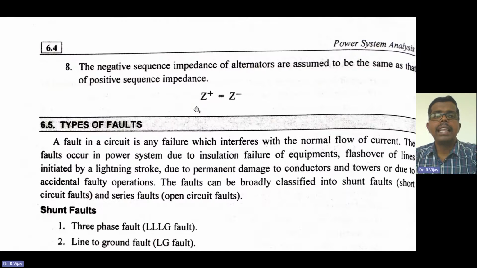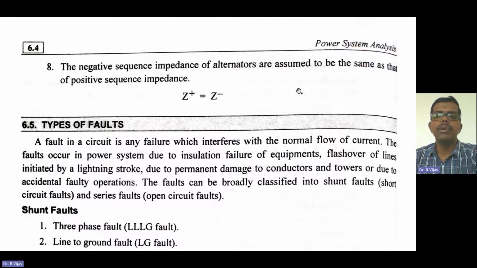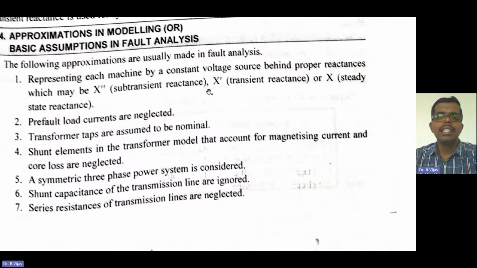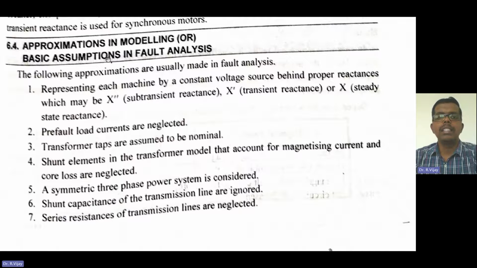Next, the negative sequence impedance of alternators is assumed to be the same as the positive sequence impedance. That is, Z plus is equal to Z minus. So the negative sequence impedance in the alternator should be the same as the positive sequence impedance. These are some of the approximations, or assumptions, to be made in the fault analysis. While doing the fault analysis, these are the assumptions to be made.